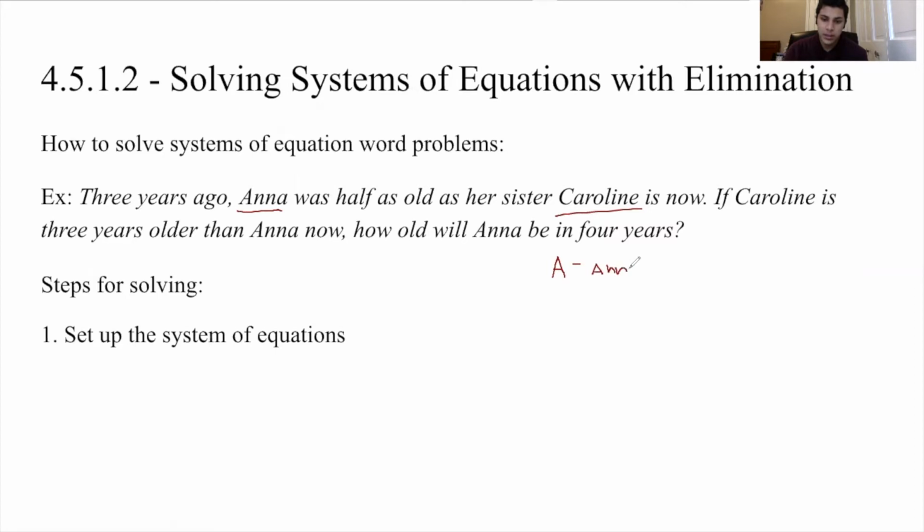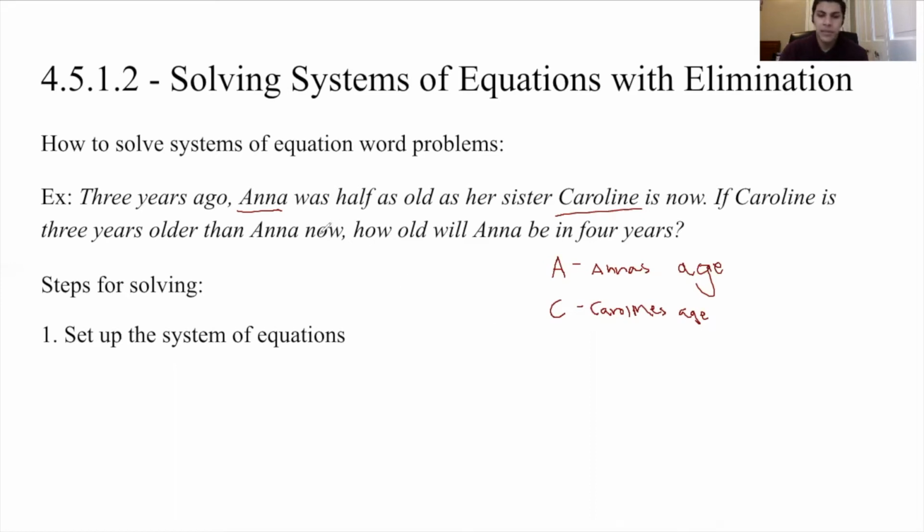All right, and then we can create a variable for Caroline's age as well, because Anna's age and Caroline's age, those are kind of based off each other in the question. Caroline's age also represents a numerical value that we need in order to solve this question. So we're going to say C represents Caroline's age. All right, so now we have our two variables, A, which is Anna's age, and C, which is Caroline's age. So now we can set up our equations.